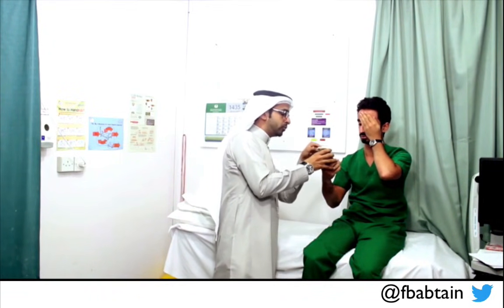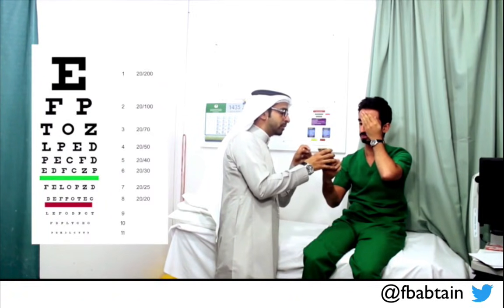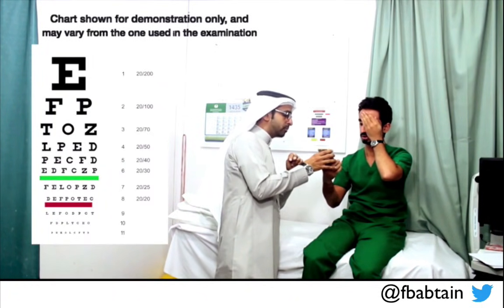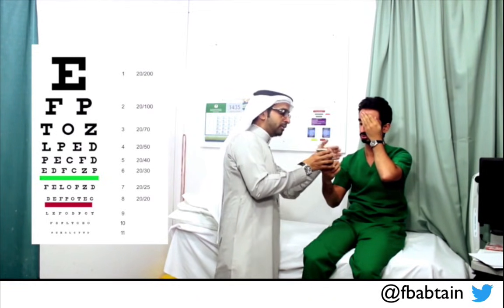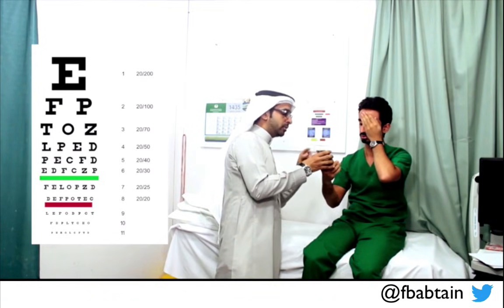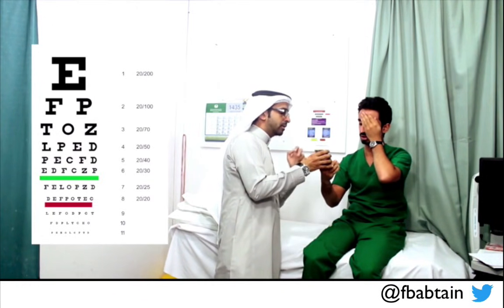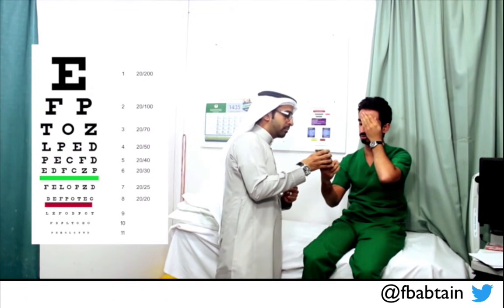Read the first line at the top. E. Go down. F. T. L. L. B. E. D. Okay, carry on. B. L. E. O. Okay, and green line and red line, this is the normal range. I'll get him to read these letters here. F. E. L. O. Okay, last line. D. E. F. P. O. T.